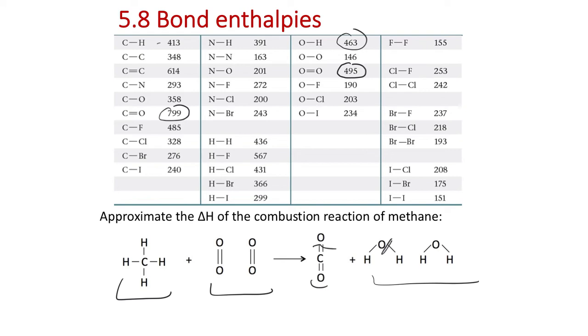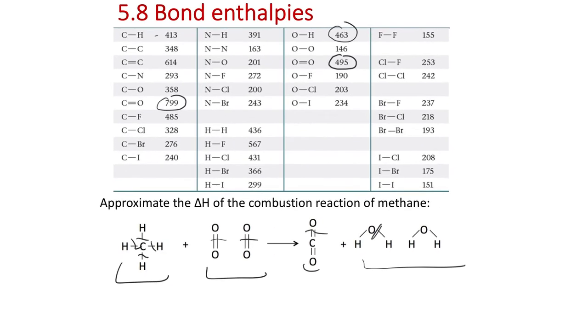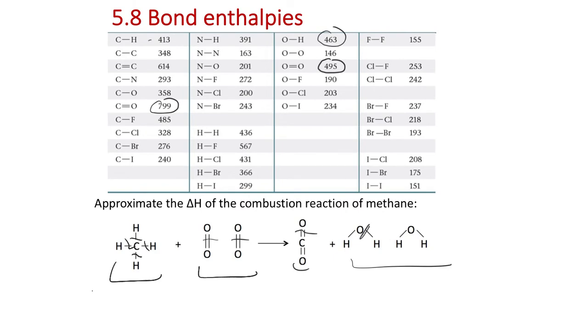And using bond enthalpies, we can get a picture of how much energy it's going to take to break all these bonds in the reactants and how much energy we get back when we make the new bonds in the products. One thing when we calculate our delta H here is that it's an approximation. It's not going to be a direct equality. It's only going to be an approximation.